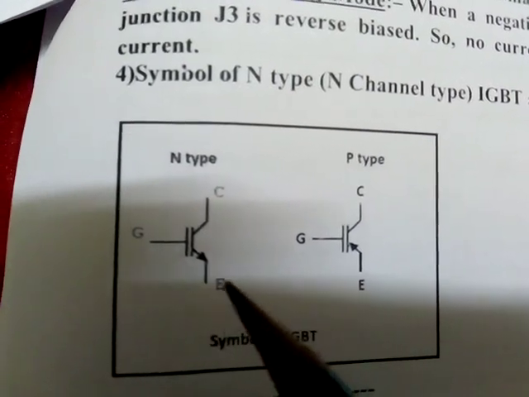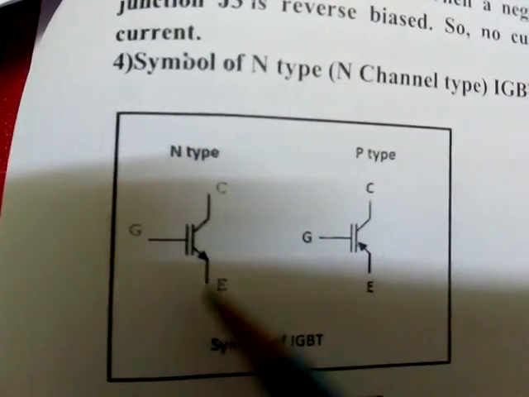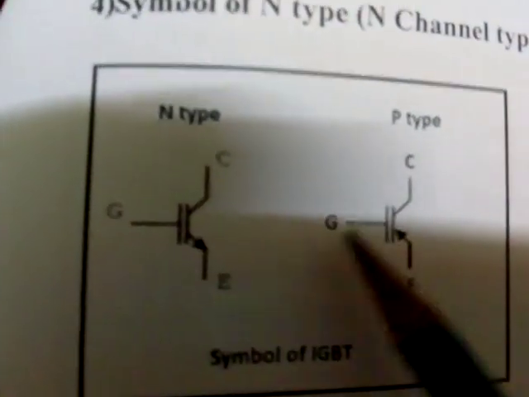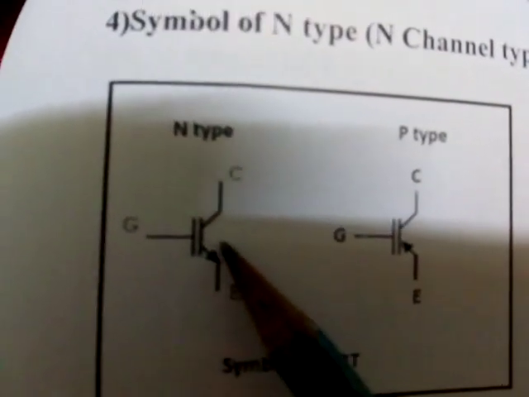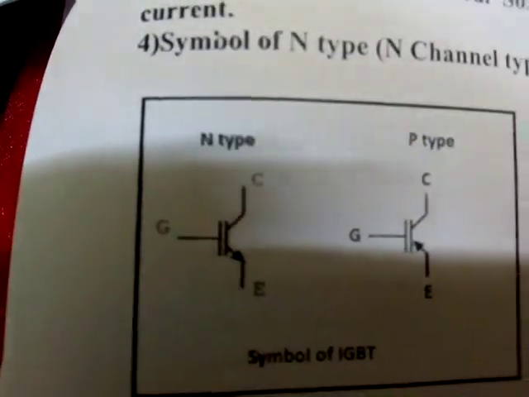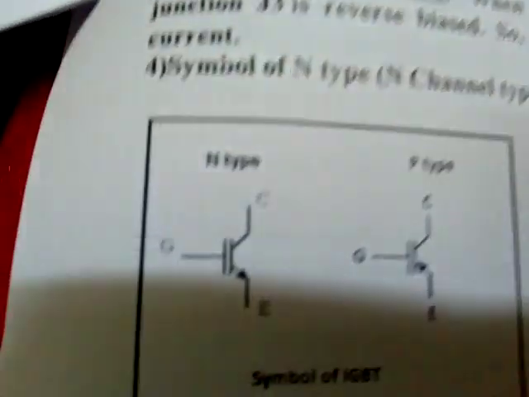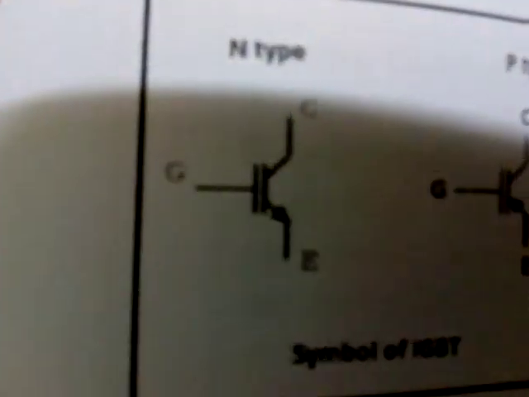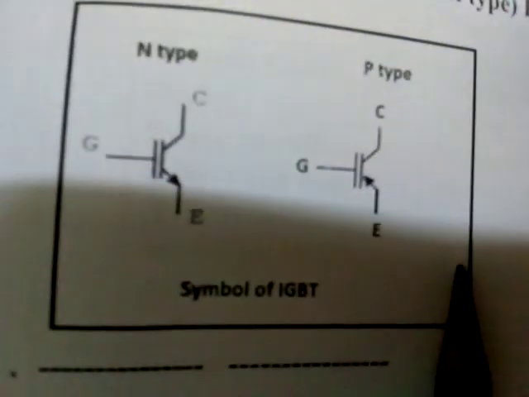Symbol of IGBT similar to BJT, but the gate is not touching the emitter base junction because there is MOS capacitor. So you have gap here. This is N type, this is P type.